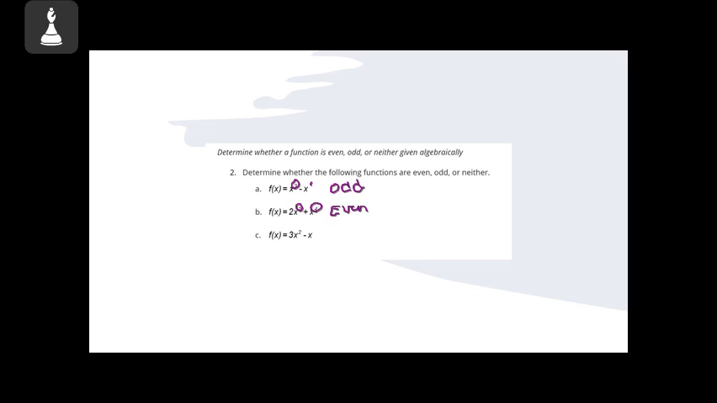And then the last one, 3x squared, so an even, minus x, which is an odd. Combine them together is going to make a neither. They need to be all even or all odd to be even or odd. And that is the end of that section, and you can go on and complete the homework.